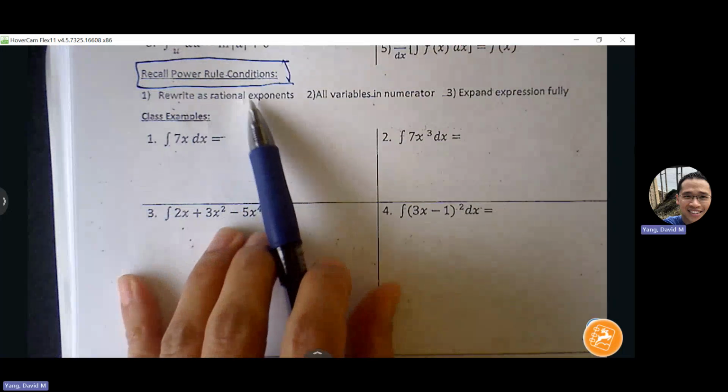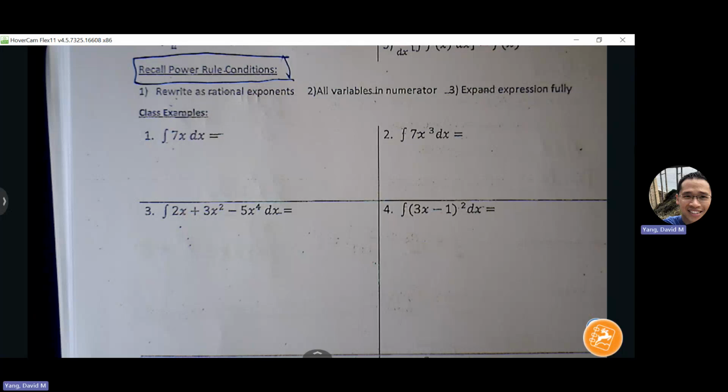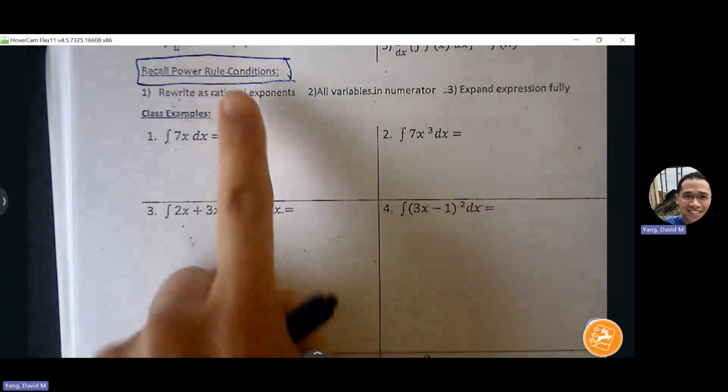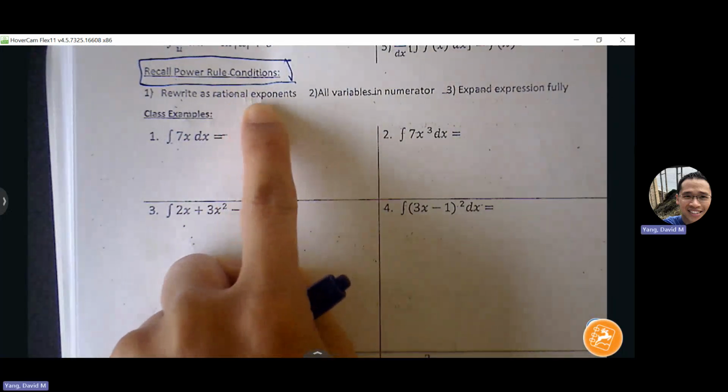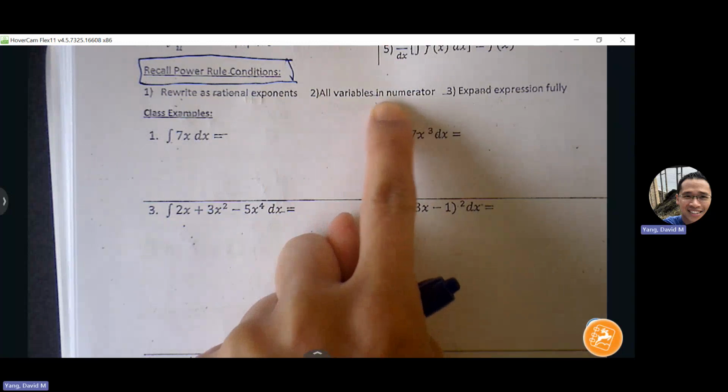So those same properties, those same conditions will still apply with antiderivatives. If you see a radical, you have to rewrite it as a rational exponent, just like how derivatives work. If you see a variable in the denominator, you have to move the variable into the numerator. You cannot take the antiderivative. You can't do power rule, derivatives, or integrals if the variable is in the denominator.